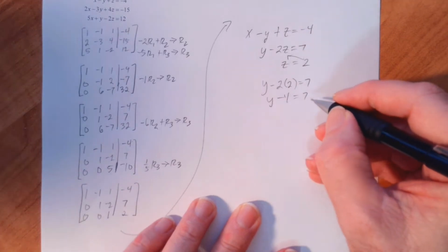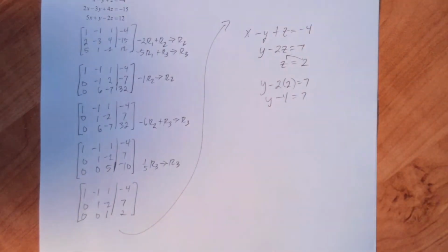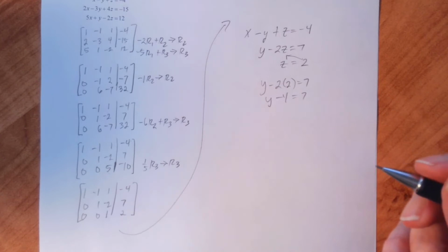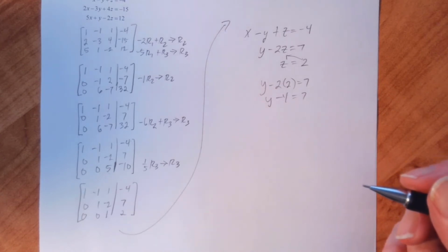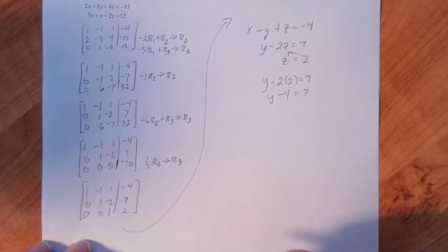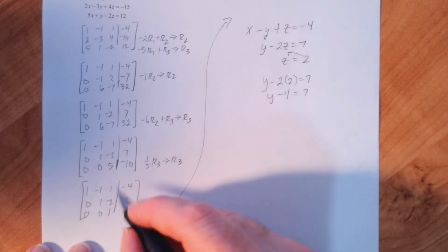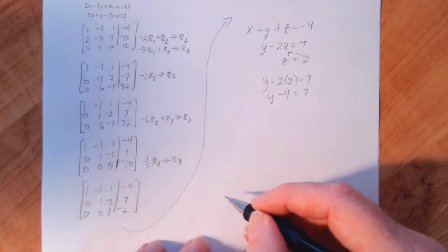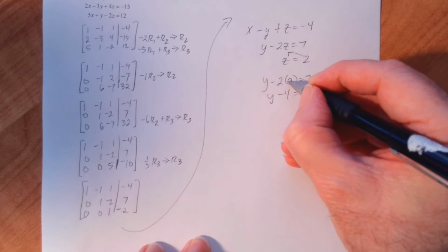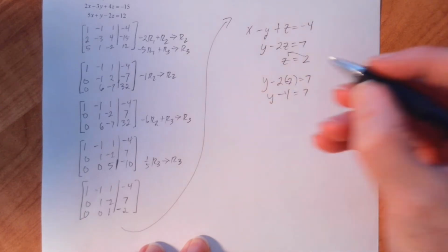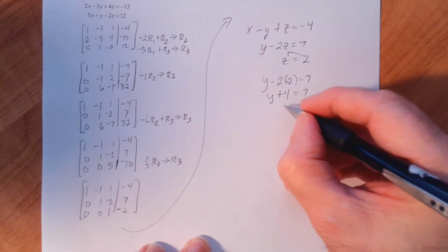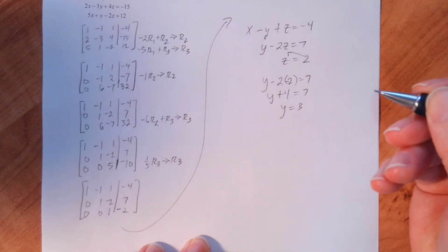Something is not right. Hold on a second. I think I made a mistake. Oh, I see what I did. We divided negative 10 by 5. That should be negative 2. I knew something was wrong because my answer wasn't coming out right. This is a negative 2, and so this becomes plus 4, and so y is 3.